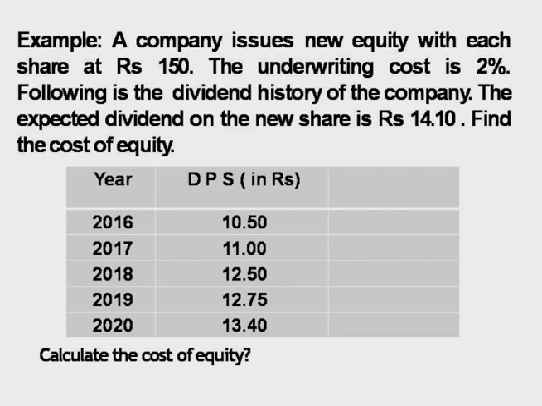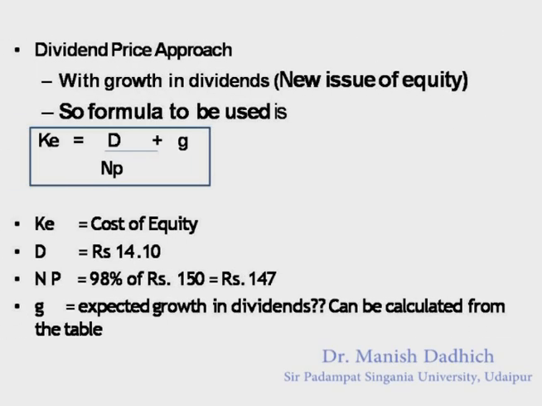A company issues a new equity share of rupees 150. Here the underwriting cost is 2%, and this is the history of dividend distribution. Now the expected dividend on the new share is 14.10. Find the cost of equity. So here the figures are given for the last 5 years, and this is the DPS, meaning dividend per share, from 2016 to 2020.